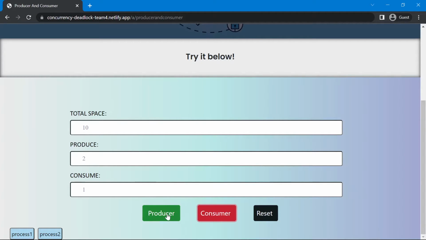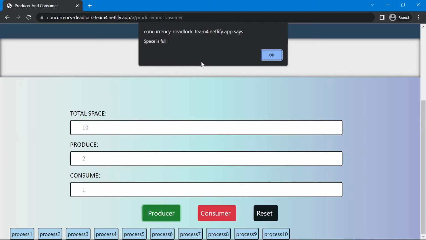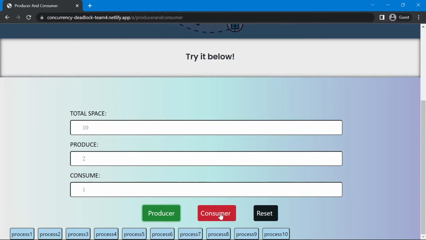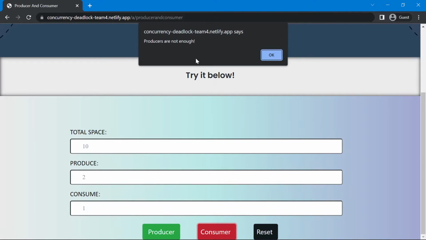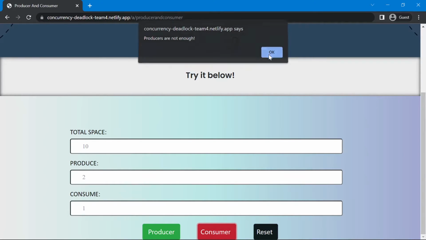If processes exceed the total space, we get an error saying space is full, cannot create more. And if there are no producers left, which means all the processes are gone, then we get an error, producers are not enough.